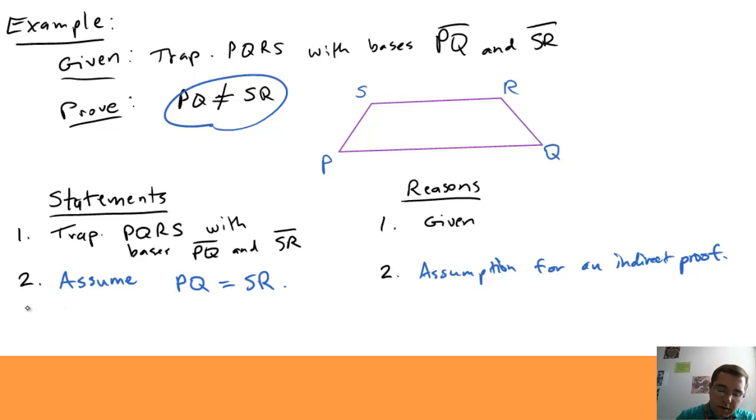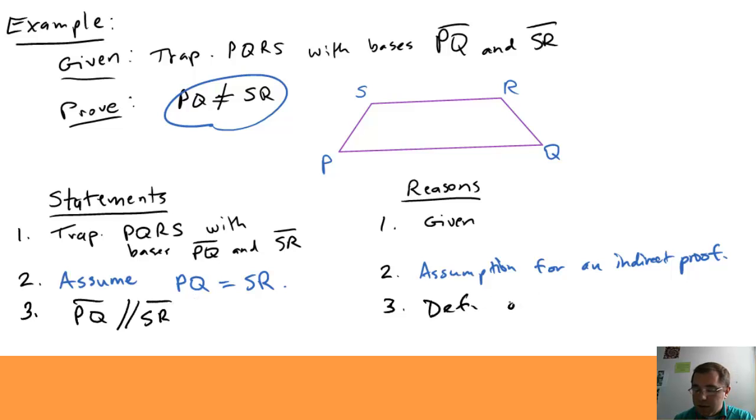Alright, so if PQ equals SR, what else do we know about PQ and SR? Well, they're bases of the trapezoid. And bases of a trapezoid are parallel, because the trapezoid has one pair of parallel sides, and those are the bases. So PQ is parallel to SR, and that's just from the definition of a trapezoid. A trapezoid is a quadrilateral with one pair of parallel sides, and we call that pair of parallel sides the bases. So PQ and SR are the bases, they have to be parallel.